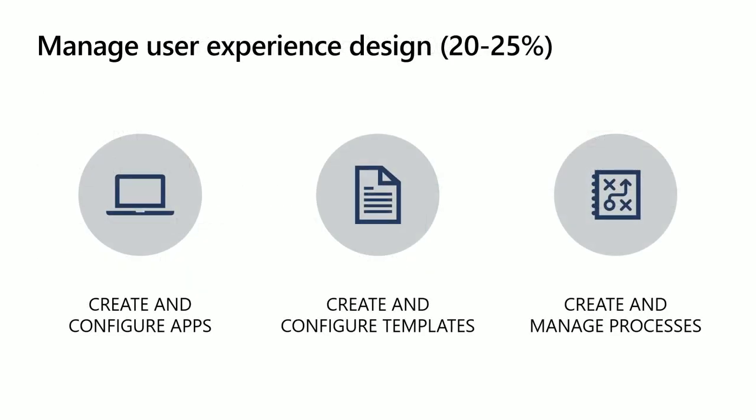Right. The second area within the objective domain I'm going to cover is managing the user experience design. So it's got 3 areas. Create and configure apps. Oh, I know what that is. No, you don't. I'm going to cover that. Then create and configure templates. These are the Word and Excel and email templates. And I'm going to go through a little bit on that, what they mean. And then processes.